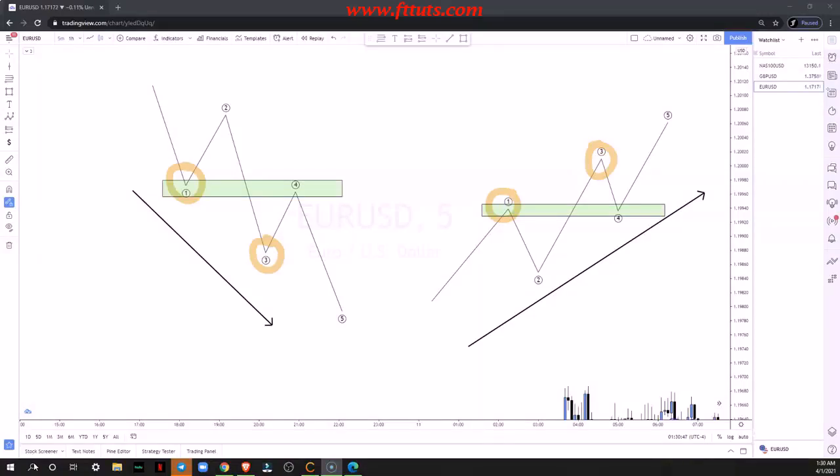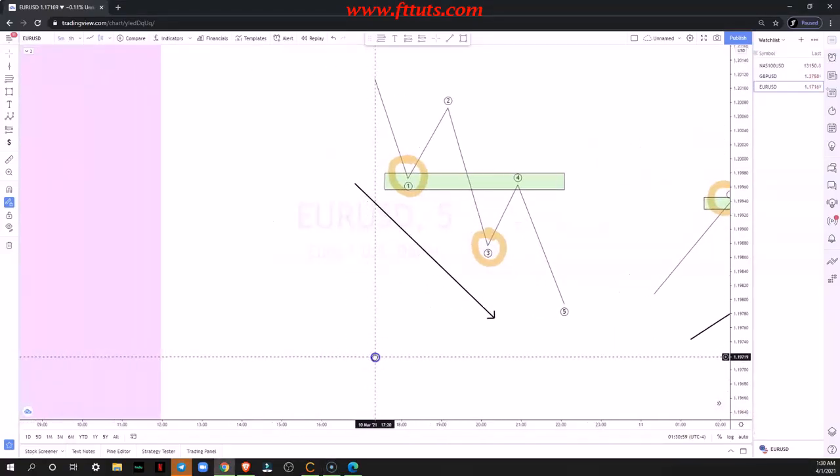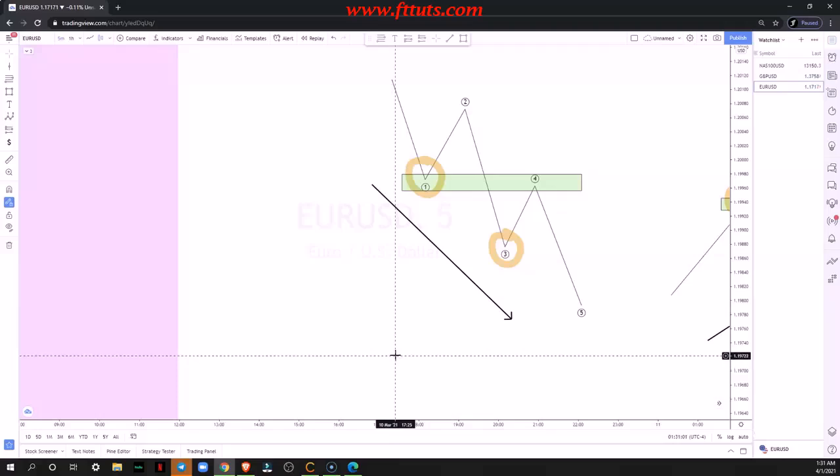All right, let's get to it. How do we find key levels? On the left, we have a downtrend. On the right, we have an uptrend. Okay, so let's focus on the left for right now. When we are on a downtrend, we are focusing on the swing lows and the swing lows only.